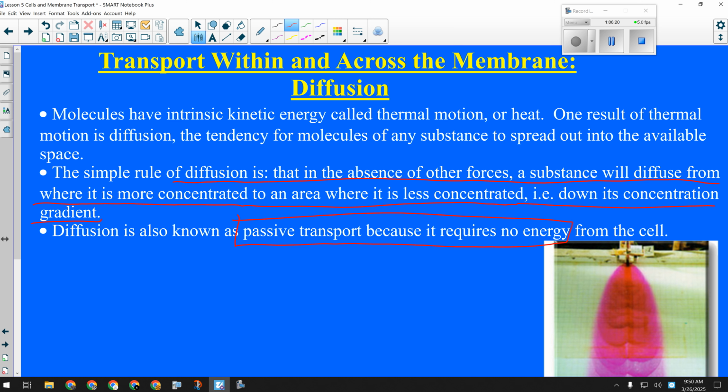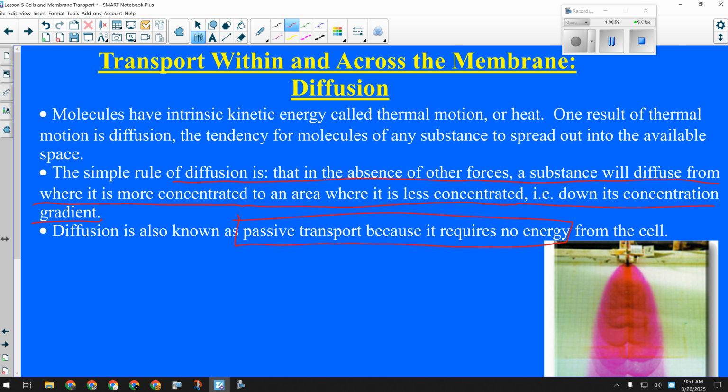The other problem with diffusion is that it's not targeted. It's not like I have addressed this molecule to go there. It's just going to go everywhere. It's going to go from where it's concentrated to where it's less concentrated, which means it'll probably end up where it's needed. Probably. Is it a guarantee? Absolutely not. So again, you get what you pay for. The cell doesn't have to expend any energy to use diffusion, but it also isn't guaranteeing that what it made got where it needed to go.